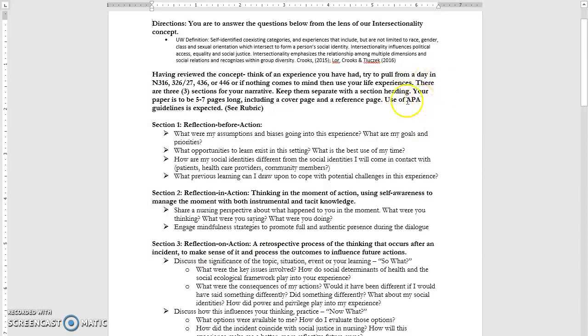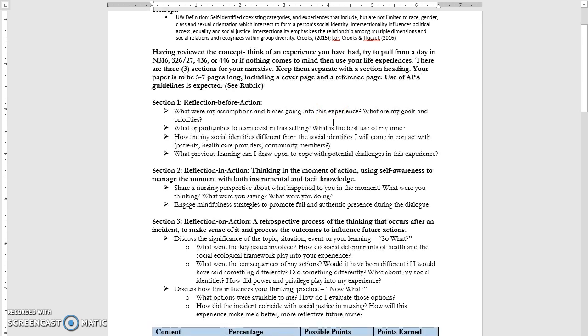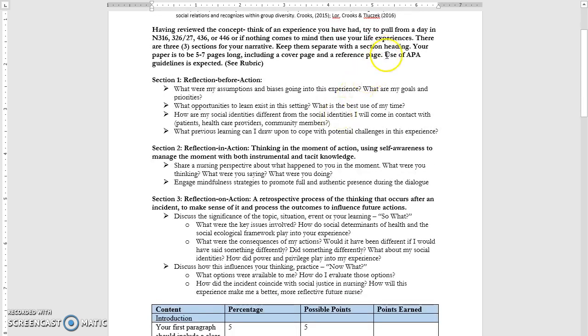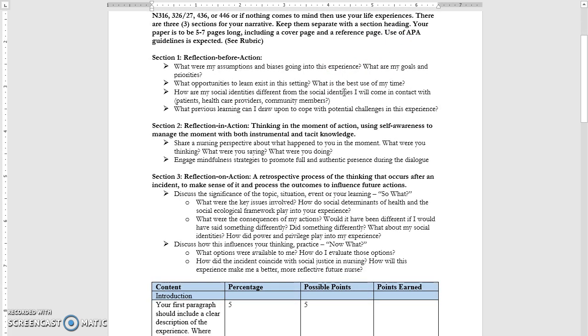Okay, make sure you use APA guidelines. By now, that should be second nature to you. So just make sure you remember how to put in your level headings. And if not, go out to Purdue OWL and other whatever resources you found.